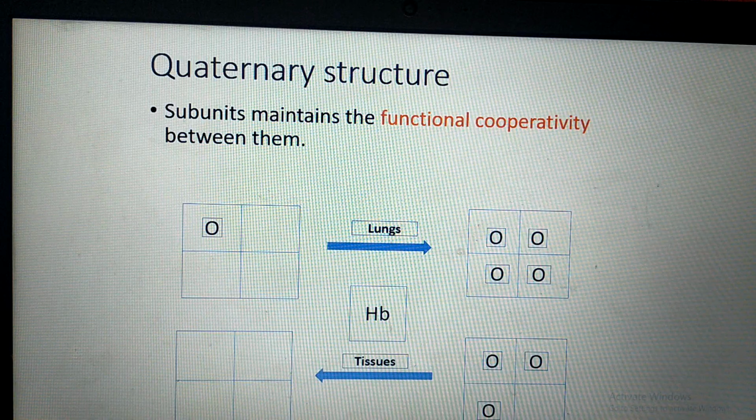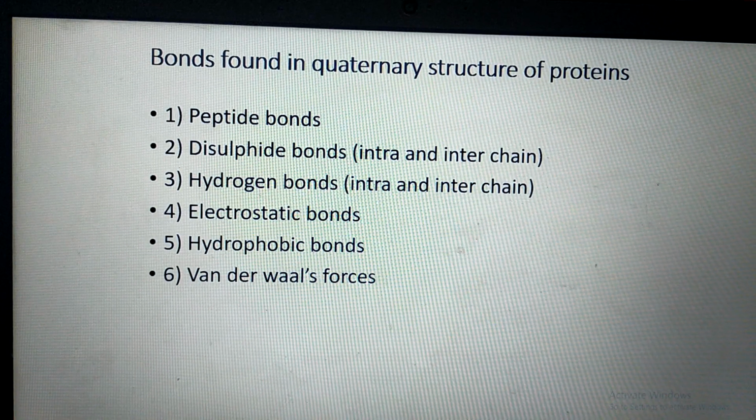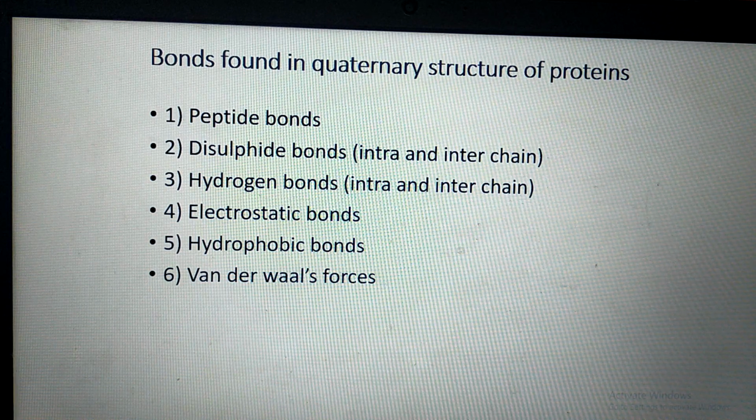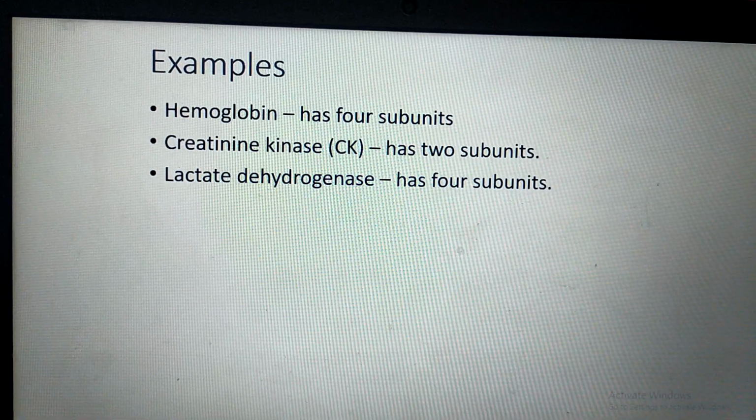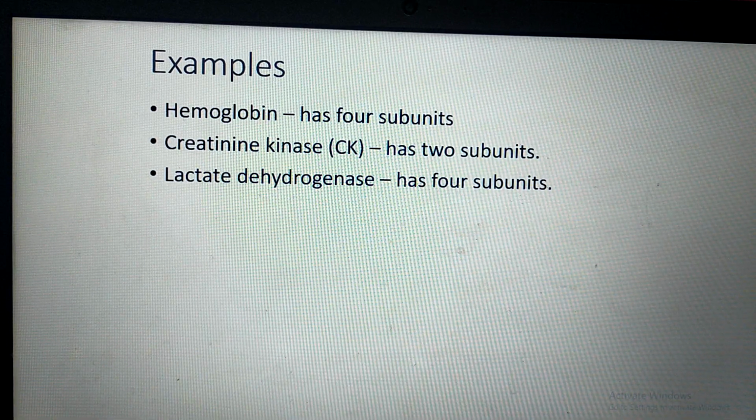The bonds present in quaternary structure of proteins are again peptide bond, disulfide bond, hydrogen bond, electrostatic bond, hydrophobic bonds and van der Waals forces. Examples of quaternary structure of protein are hemoglobin, creatine kinase, lactate dehydrogenase, etc.